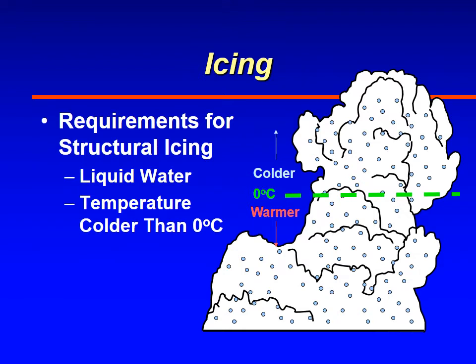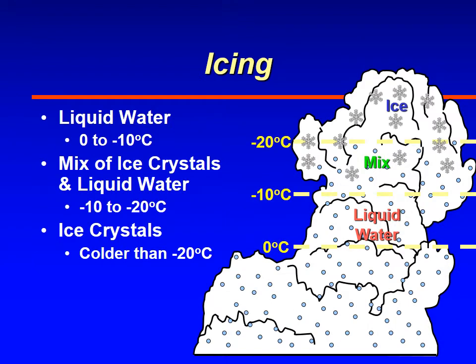So first we'll start out with icing, and the requirements for structural ice. For structural ice you need temperatures colder than zero and liquid water. That's what we call supercooled liquid water. And supercooled liquid water exists in cloud, and the amount of liquid water usually depends upon the temperature.